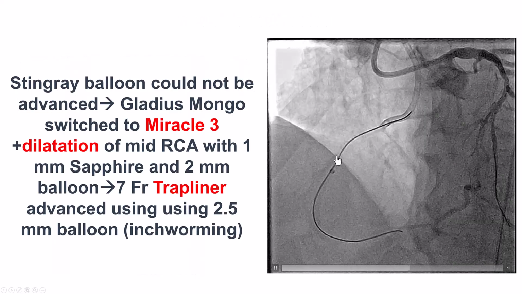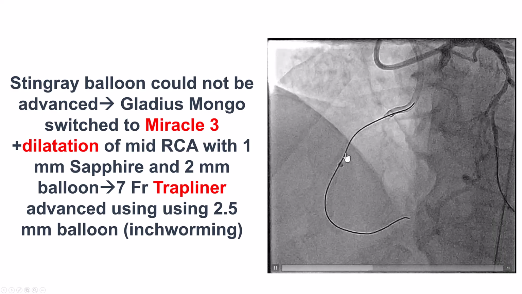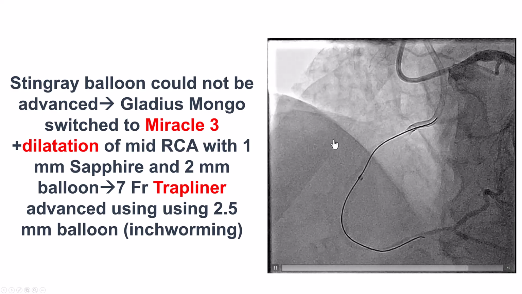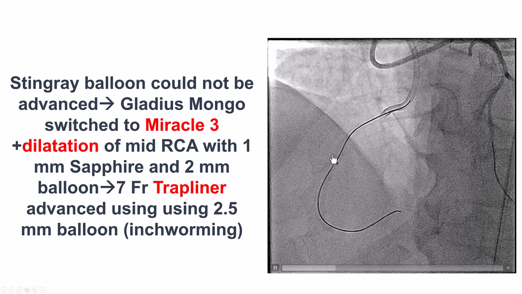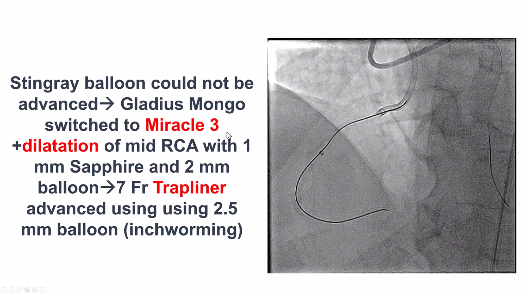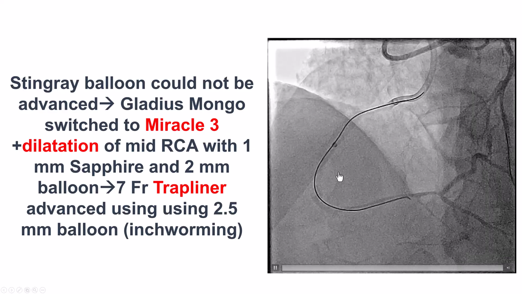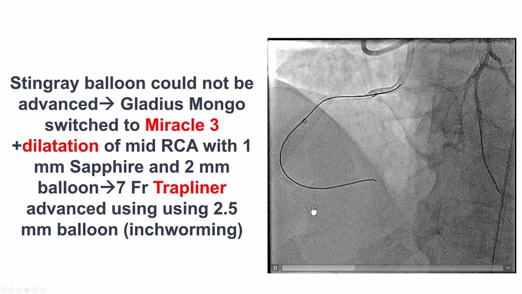So our next plan here was to advance the Stingray balloon and do re-entry. But this was not as easy as planned. The Stingray did not go. We switched to the Gladius Mongo for a Miracle 3 wire. Still, it wouldn't go. We did predilatation using a 1.0 millimeter balloon. That still did not work.